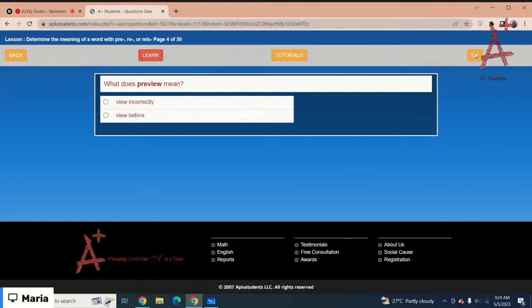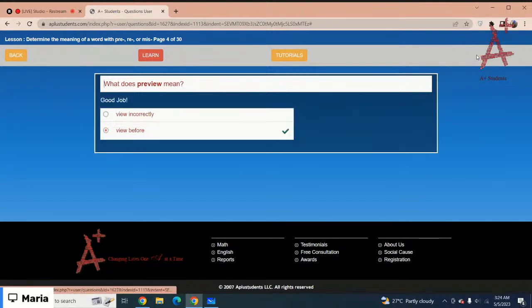Okay, what does preview mean? View incorrectly or view before? Which is the correct option? Yes, it would be view before. Pre means before, so it would be view before.